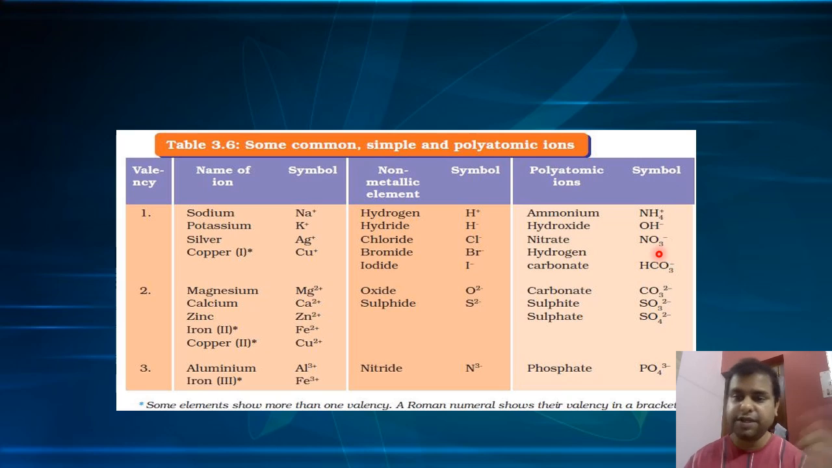Nitrate is not NO raised to 3 minus, but NO3 with a minus charge. Then you have hydrogen carbonate, HCO3 with a negative charge, and carbonate, CO3 with a 2- charge. Then you have sulfite, SO3 with a 2- charge, and sulfate, SO4 with a 2- charge. And finally you have phosphate, PO4, with a 3- charge. These charges actually tell you a story: how many electrons it needs, or how many electrons it can lose.